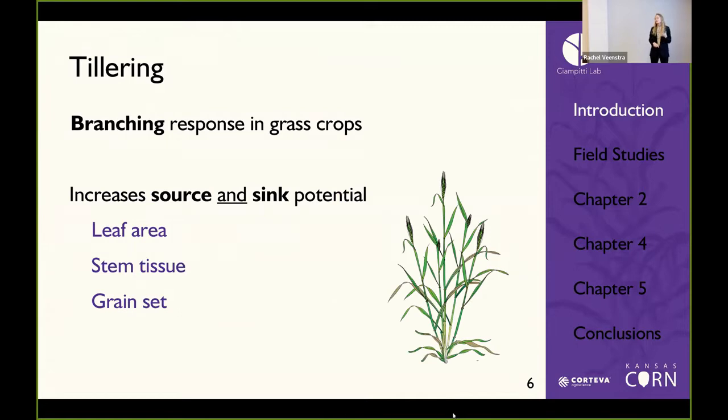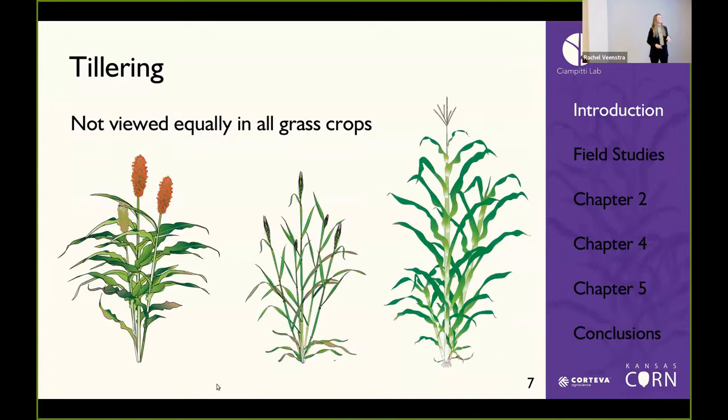So tillering, of course, is the plasticity mechanism that I'm going to be talking to you about today. Tillering is essentially a branching response in grass crops. Branches grow from the crown region at the base of the plant. It increases both source and sink potential because we're increasing the number of leaves. We're increasing stem tissue, which is a transient sink, right? It kind of acts as both. And the potential for grain set is increased because we have more shoots that can form on.